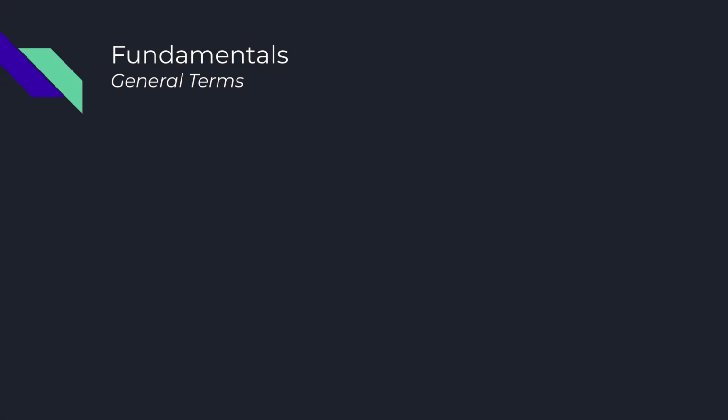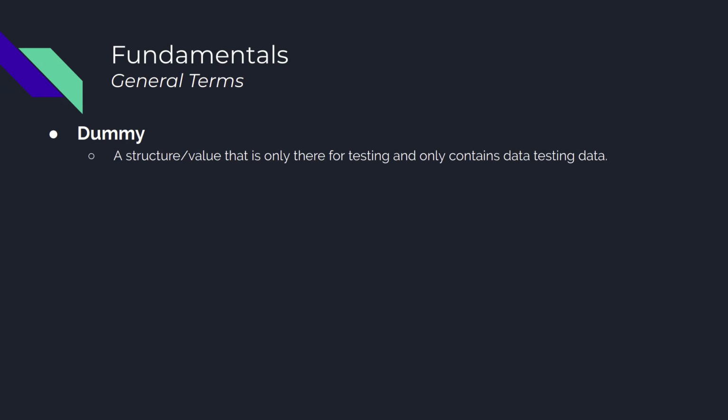So I'm going to go over some fundamental general terms. One of them is called a dummy. Usually a dummy is a structure or value, some type of data that is used only for testing and only contains data for testing. So for example, let's say you are setting up a timer to a frequency of 1 million. Well, you throw in a dummy value of 1 million or 1 megahertz.